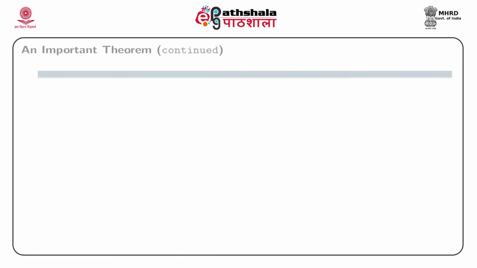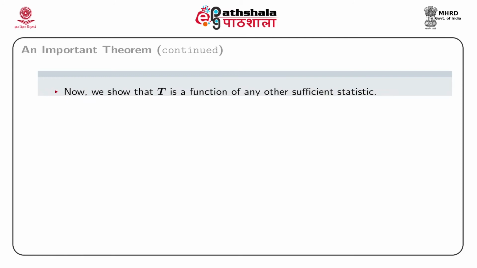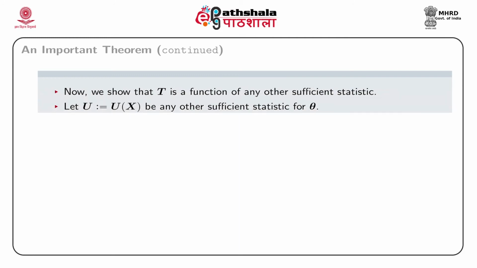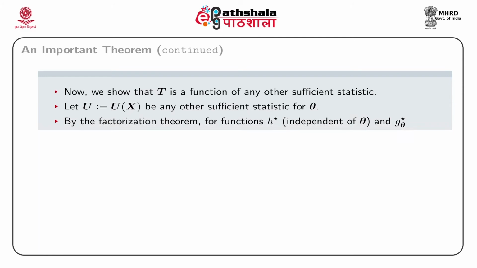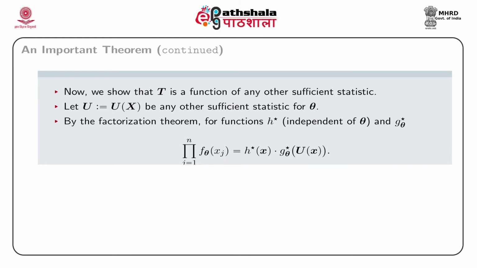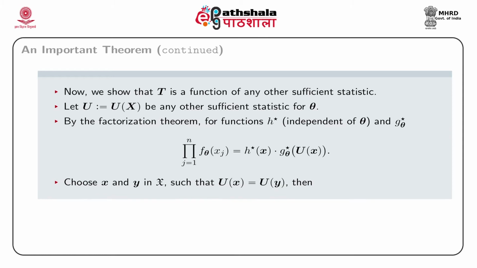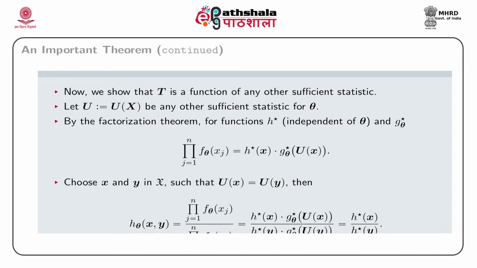Next, we consider the proof of the necessary part of the theorem. Suppose U = U(x) is another sufficient statistic for θ. Then by the factorization theorem, we can write the product over i from 1 to n of f_θ(x_i) equals g*_θ(U(x)) into h*(x) for some appropriate g*_θ and h*. Here h* does not depend upon θ.